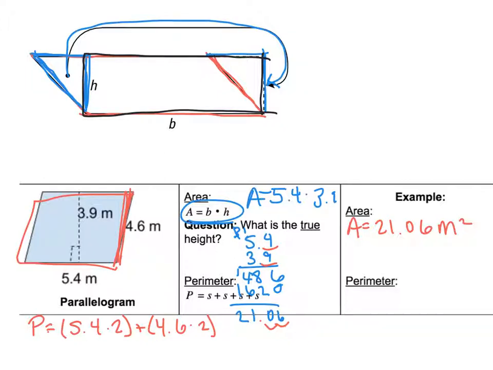So our perimeter is going to be 10.8 plus 4.6 times 2, which is going to be 9.2. And when I add those together, 10.8 and 9.2 is going to give me 20. So my perimeter is 20 square meters.